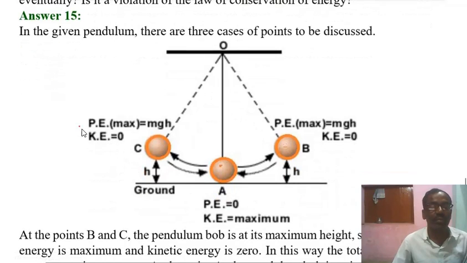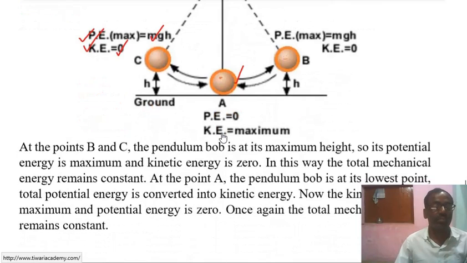This is the potential energy and this is the kinetic energy. When the bob is at rest, the kinetic energy will be 0 and potential energy will be mgh. Here h is the height from here to the surface of the earth. Let's see the next point.